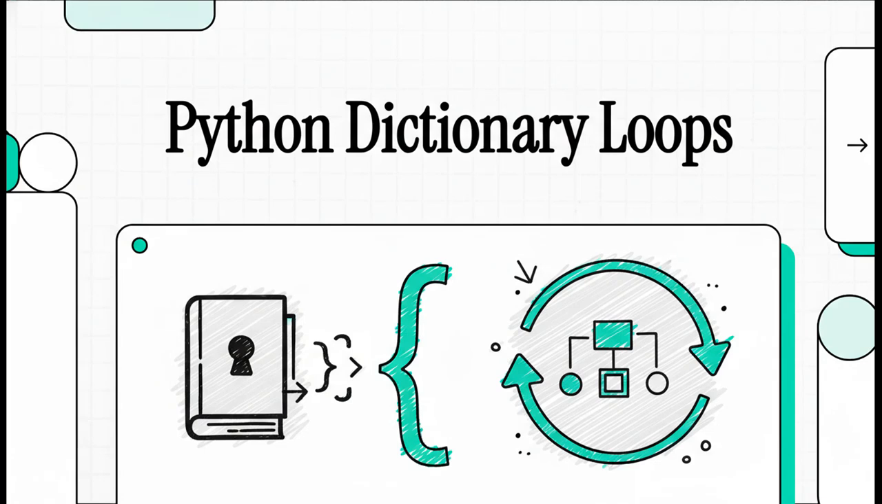So, if you've been working with Python for any amount of time, you already know that dictionaries are absolutely essential for storing data. But here's the thing. Once you've got all your information packed away inside one, how do you actually get it back out and work with it? Well, today we are going to unlock that exact process. We're diving deep into the must-have skill of looping through Python dictionaries.